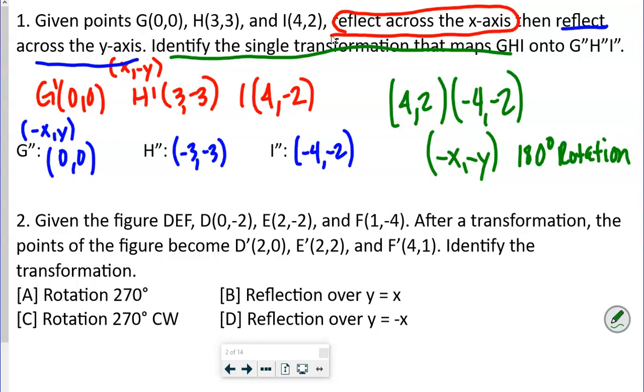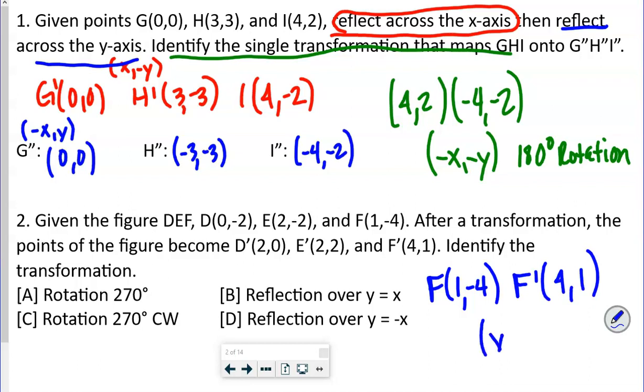So number 2 says, given the figure DEF, after a transformation, the points of the figure become D prime, E prime, F prime. Identify the transformation. So let's just compare again. I don't want to use the one that has the zeros, or the one that has the same points, but I want to use one that has unique points. So I'm going to use F and F prime, okay? F is (1, negative 4), and F prime is going to be (4, 1). So what is the first thing you guys notice happened? They switched, yep. So this is going to be (y, x).